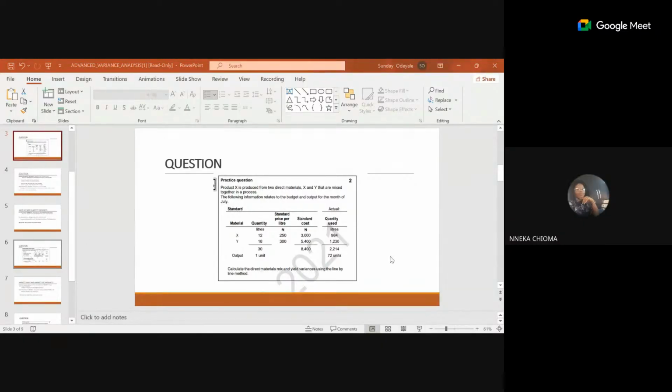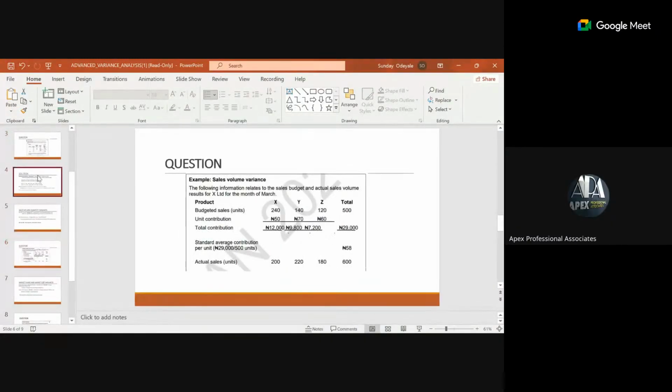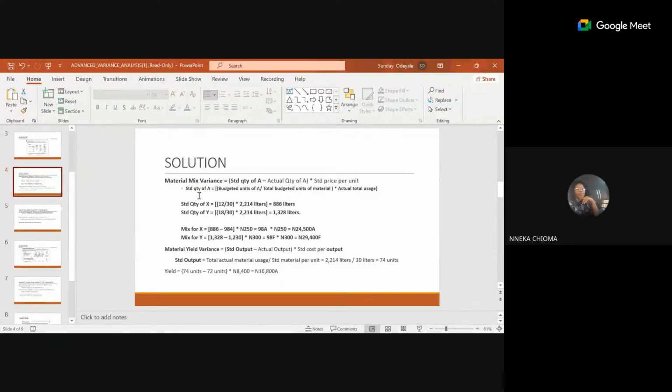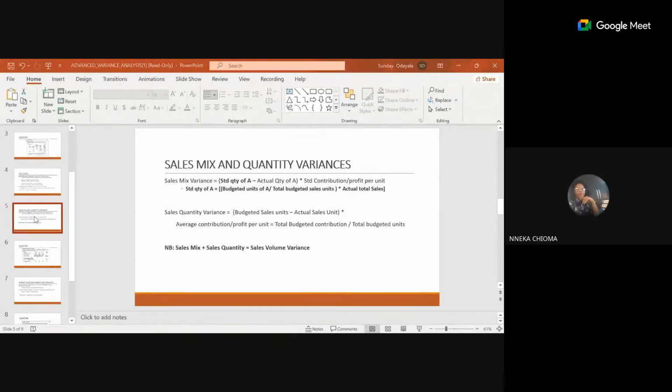Sir, this standard cost can also be used as budgeted, right? Like, standard cost is also a budgeted cost. Yes, you say the same thing. Okay, all right. Thank you, sir.